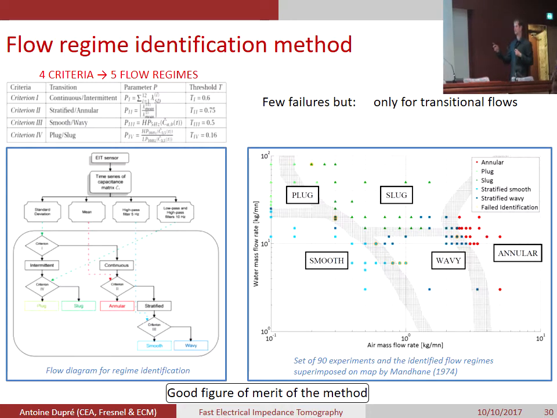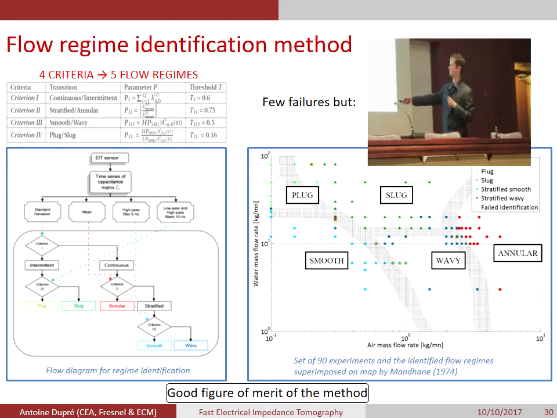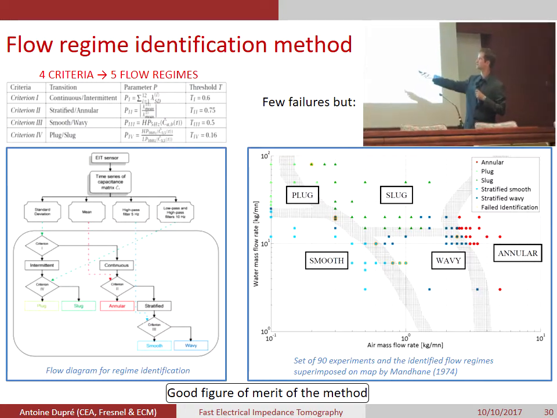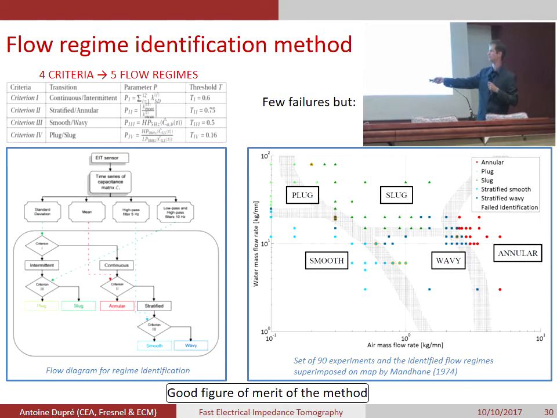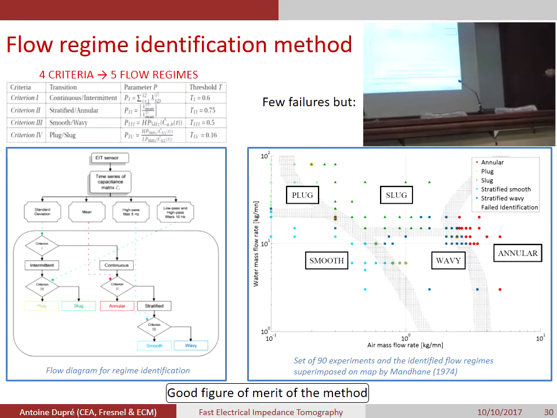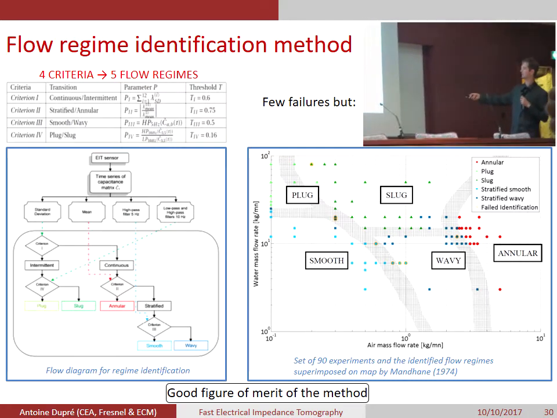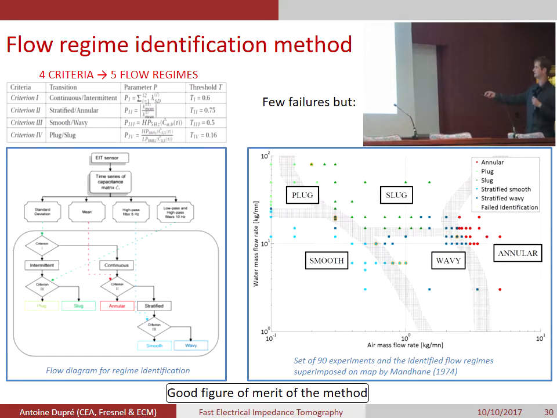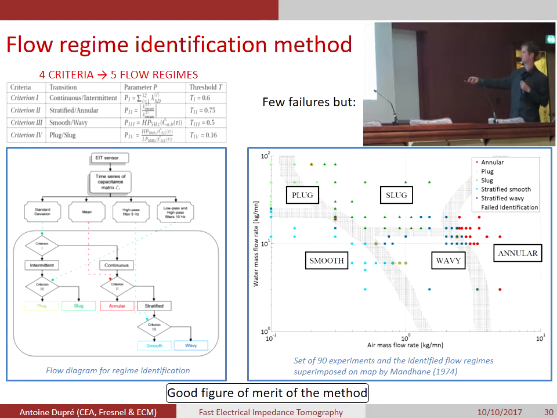Based on this reduced data, I could propose some parameters that I compared with some thresholds that I tuned empirically. This gave me the criteria that I arranged, and the resulting algorithm helps to select, for a given input signal, a prediction of which of the five flow regimes it corresponds to. And so I made a test experiment, a validation test data set.